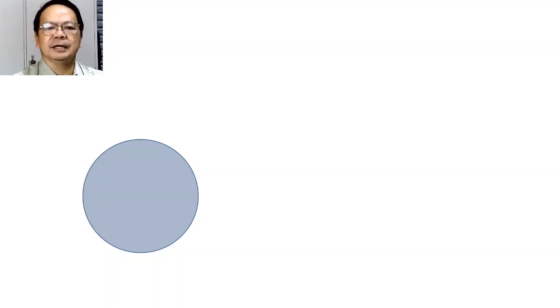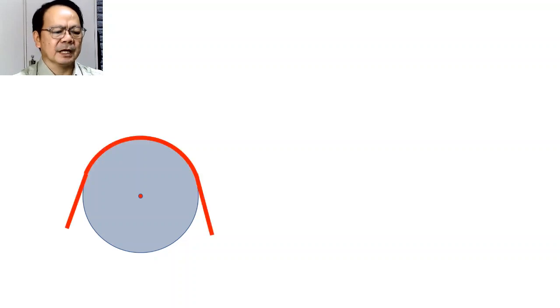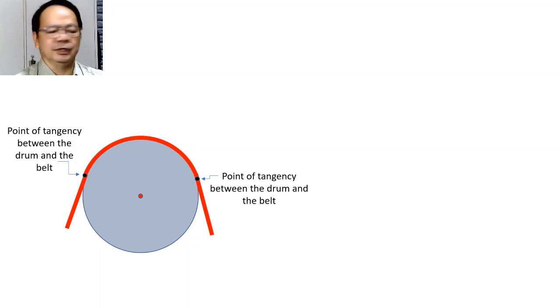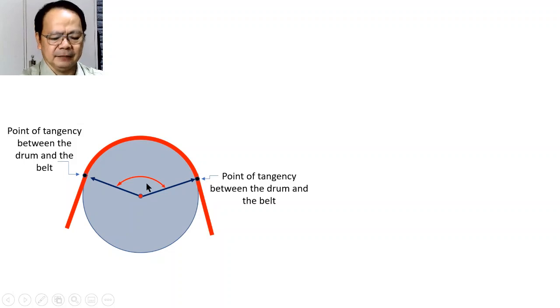And on the fixed drum, ay merong belt which is wrapped around this fixed drum at a certain angle, where the angle is defined by the points of intersection between the drum and the belt. Assuming natin that these 2 points shall be the points of intersection between the drum and the belt, and that angle subtended by the belt from this point up to that point is defined by angle beta.